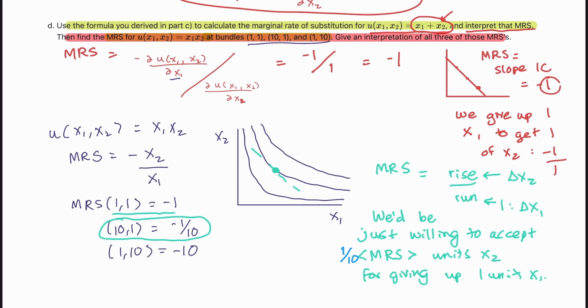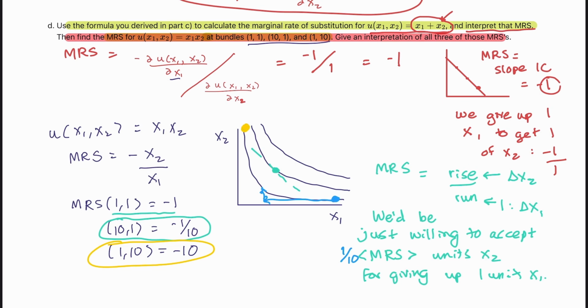So here we are at bundle (10, 1). And that's saying we'd give up 10 units of x1 to get 1 unit of x2. And our utility would be the same. All right, and then let's go over to, can you see this yellow color? Yeah, that looks good. So 1/10 is over here.